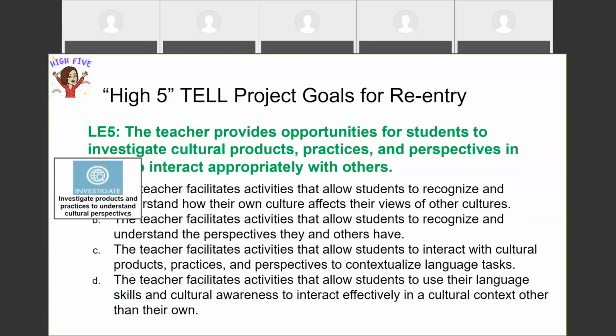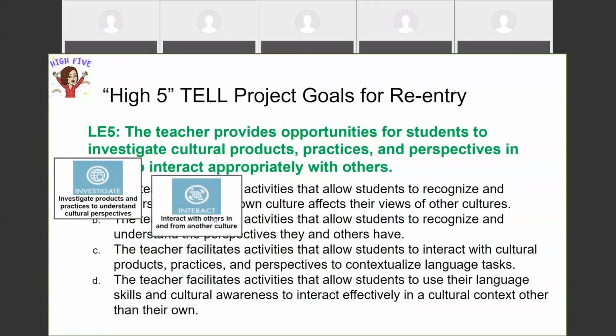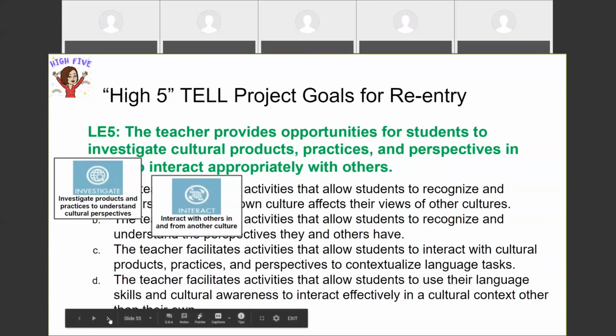We are so good at identifying those cultural products and those practices, but we have to really work hard to make sure that we're connecting them to the cultural perspectives or what's really valued in a culture. All right. And then of course, the other icon you'll see is that interaction, where we are preparing students to then interact with others in and from another culture. Sometimes we do some practice interactions with our students in the classrooms, and then that's how we go forward.